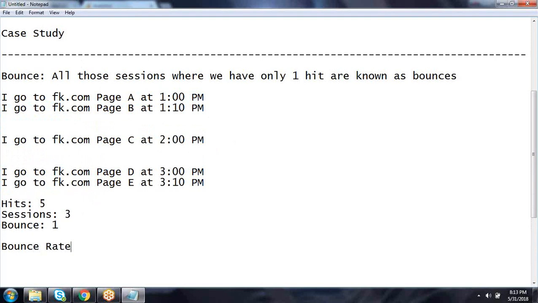Now, what is bounce rate? Bounce rate is bounces divided by sessions multiplied by 100, which is equal to 1 divided by 3 multiplied by 100 in this case, which should be 33.33%. Does it make sense to everyone? Clear to all?